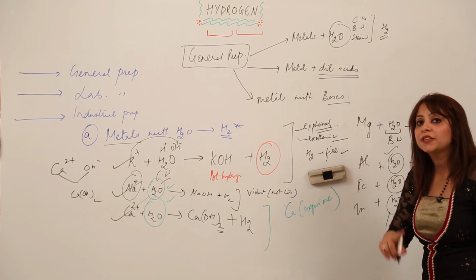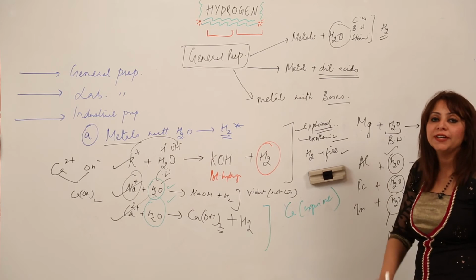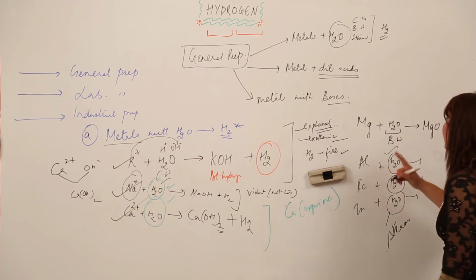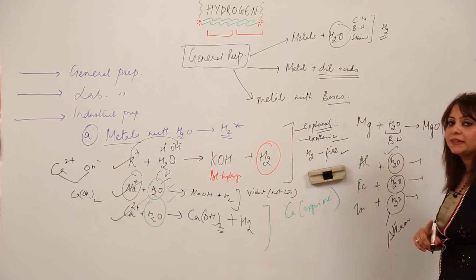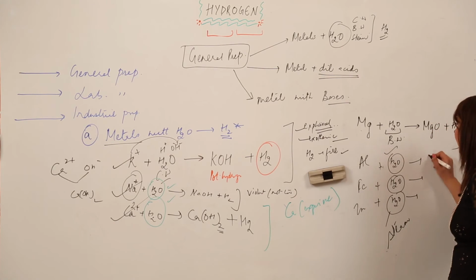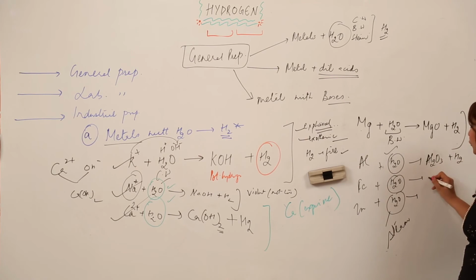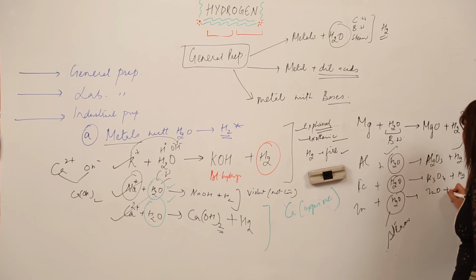So their reaction is typically with steam. In no case do they react with cold water or hot water. They always react with steam. And as I've told you, when they react with boiling water and steam, they just form oxides, not hydroxides. So just look at the board. I'm forming the oxides of aluminium along with hydrogen, iron oxide, again hydrogen, zinc oxide, again hydrogen.